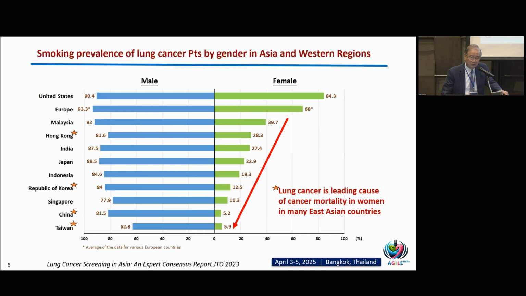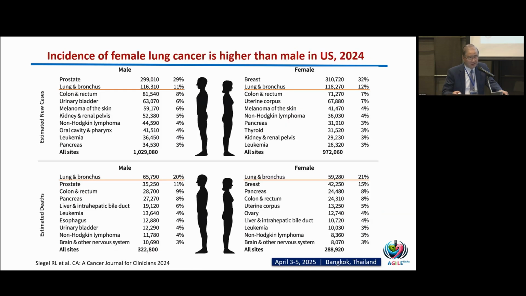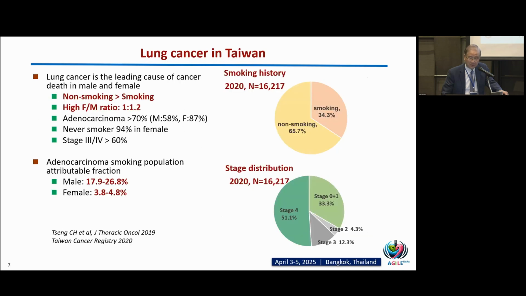This is quite distinct. But if you look at the United States, the smoking prevalence in women is lower than in men, yet for the first time the incidence of lung cancer in women in the United States is now higher than in men. So non-smoking lung cancer is increasing in the United States too.